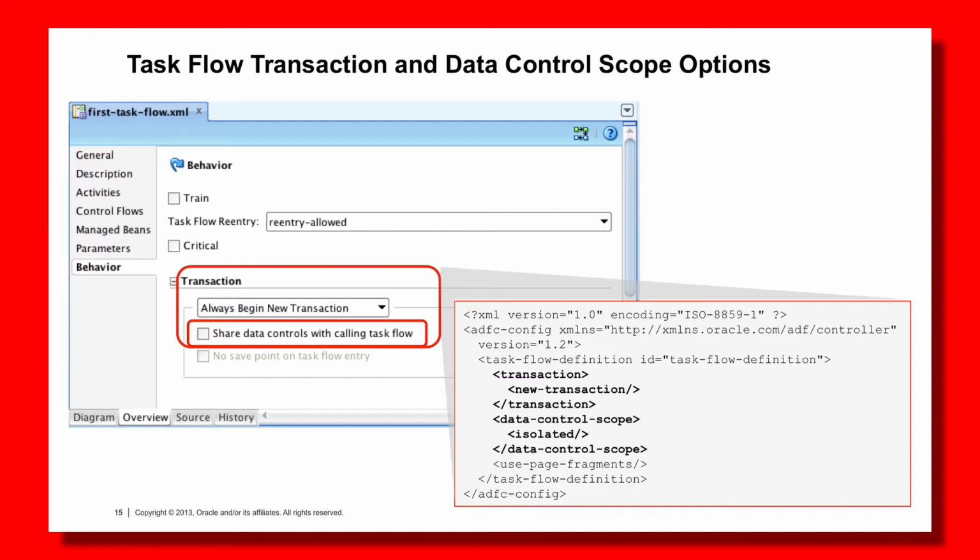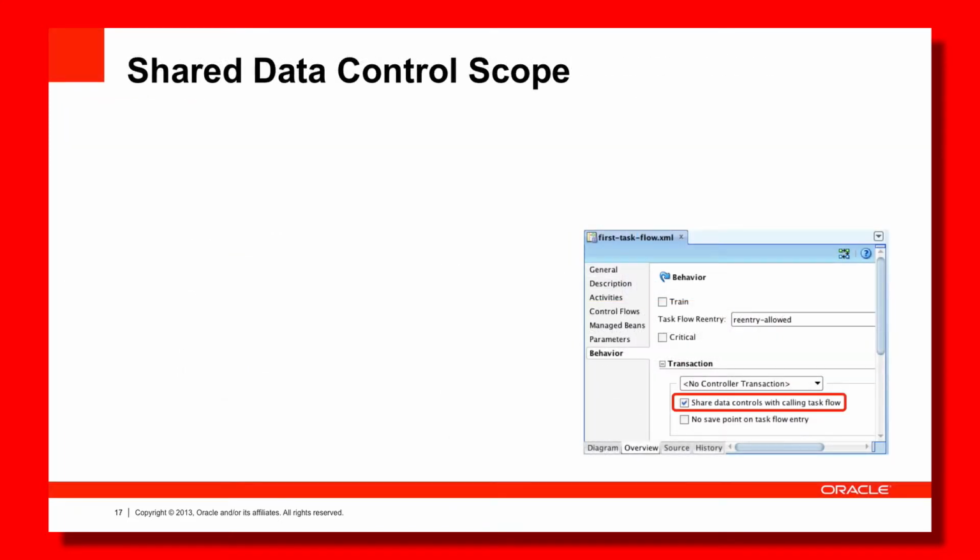Now ticked, it means you're sharing the data control scope, and unticked, well, it doesn't actually show you on the checkbox, at least in 11G, though in 12C we will make this more implicit because there will actually be a pop list here, and that pop list will show you that the opposite value, the unticked value for this checkbox, is isolated. That's also reflected in the XML file behind the scenes. Okay, so we know where the options are located, but what do shared and isolated data control scopes mean?